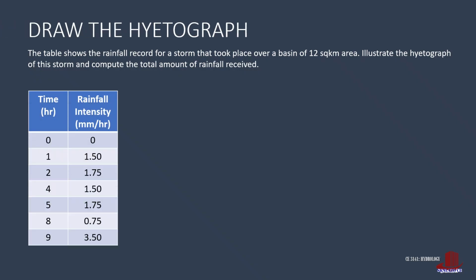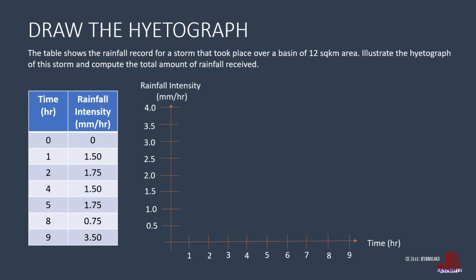To draw the hyetograph, the required data are accumulated time and the rainfall intensity. Then create a bar chart using the coordinates. From T of 0 to 1, the height is 1.5. From T1 to T2, the intensity is 1.75. From T2 all the way to T4, the height is 1.5.